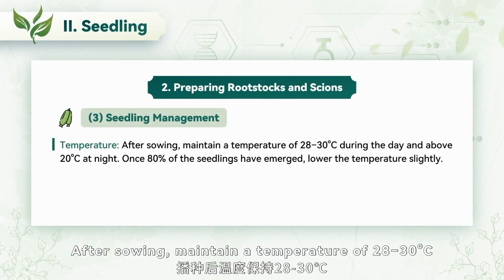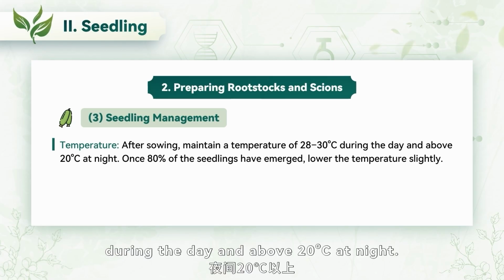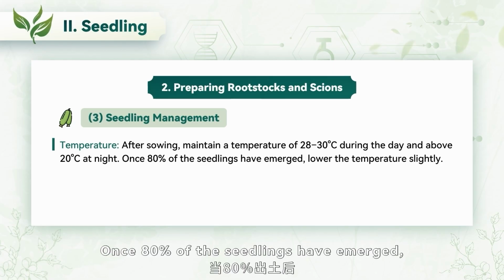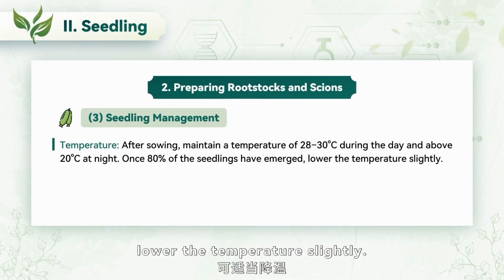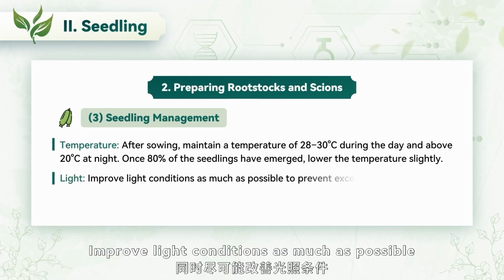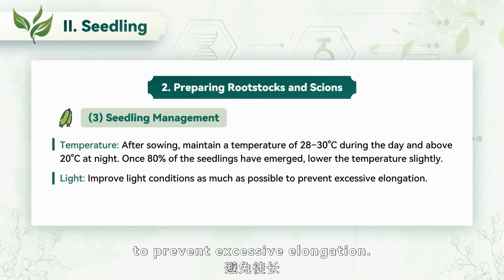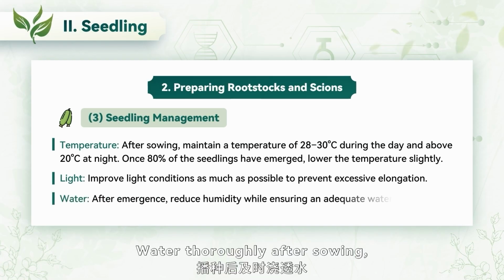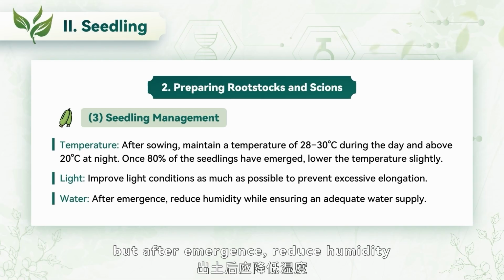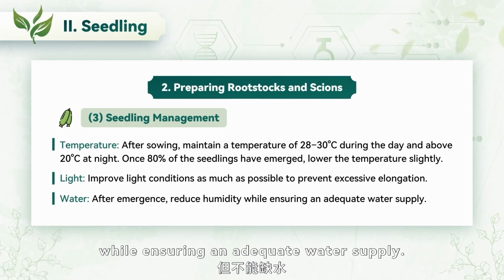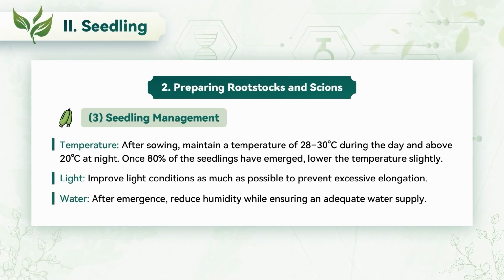After sowing, maintain a temperature of 28 to 30 degrees Celsius during the day and above 20 degrees Celsius at night. Once 80% of the seedlings have emerged, lower the temperature slightly. Improve light conditions as much as possible to prevent excessive elongation. Water thoroughly after sowing, but after emergence, reduce humidity while ensuring an adequate water supply.